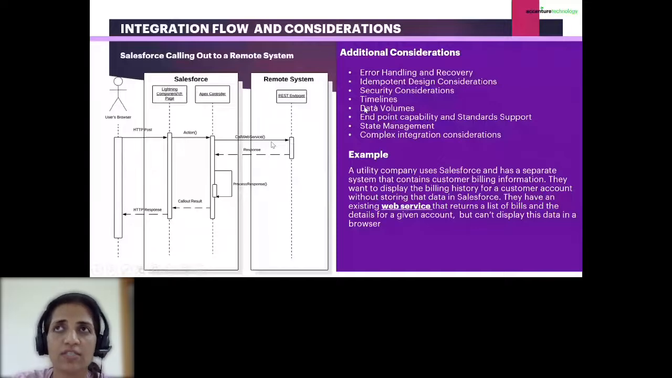These are the kind of questions that you ask when you decide whether request and reply is the right pattern for you or not. We would also look at idempotency design consideration: if Salesforce calls a remote system, it should respond in the same way on every call. It should not happen that once you call, it gives you a response A, and the next time, it gives you a response B. The response at both times should be the same. Again, that is a question that you will ask when you select this pattern.